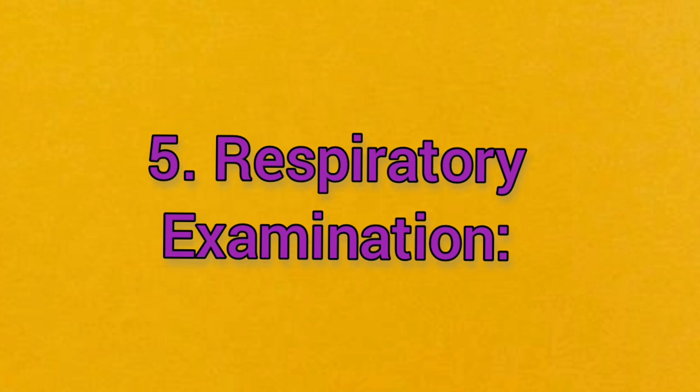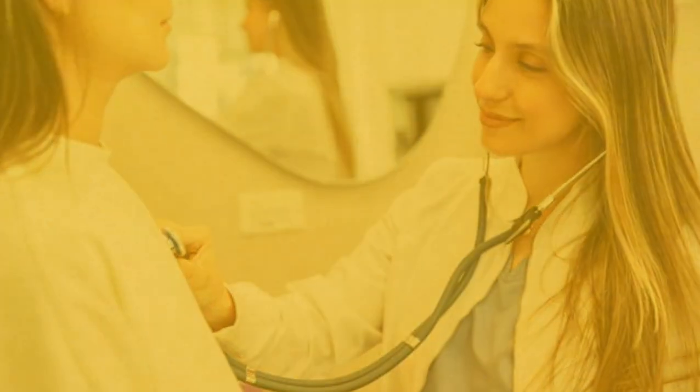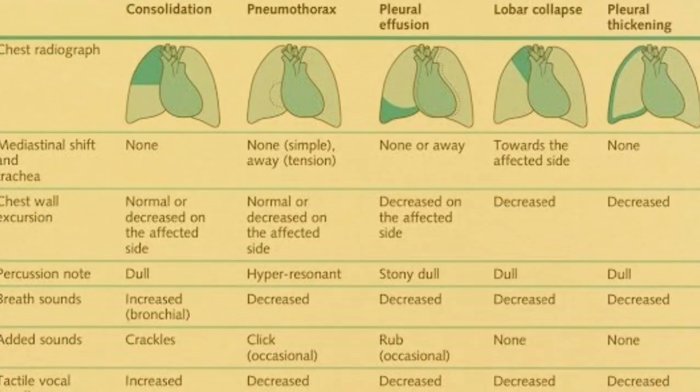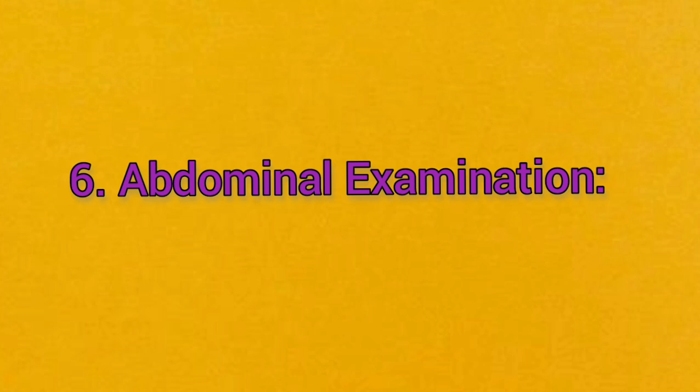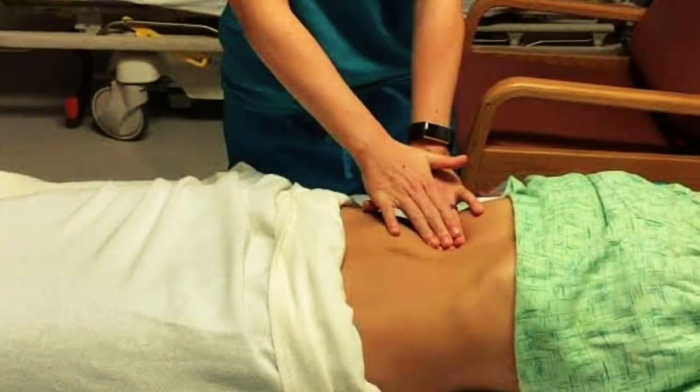5. Respiratory examination. Auscultate lung fields anteriorly and posteriorly for breath sounds, including crackles, wheezes, and diminished breath sounds. Percuss lung fields to assess for dullness or hyperresonance. Assess respiratory effort and chest expansion. 6. Abdominal examination. Inspect the abdomen for symmetry, distension, scars, or visible pulsations. Auscultate bowel sounds in all quadrants. Palpate the abdomen systematically for tenderness, masses, organ enlargement, or rebound tenderness. Perform liver and spleen palpation and assess for organomegaly.